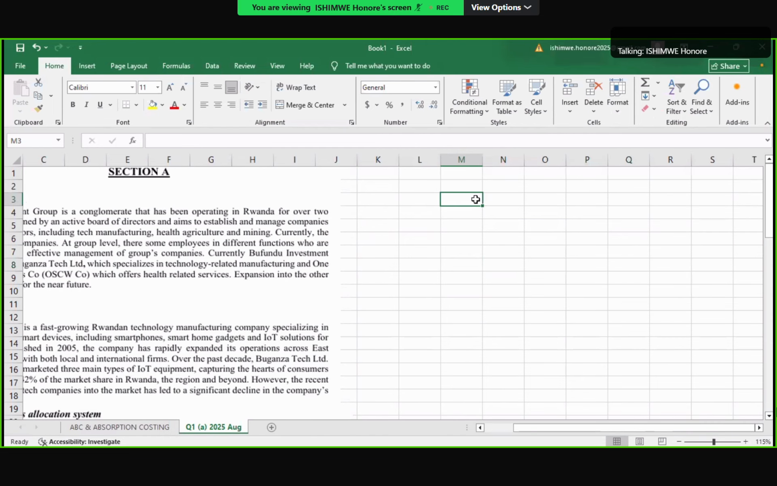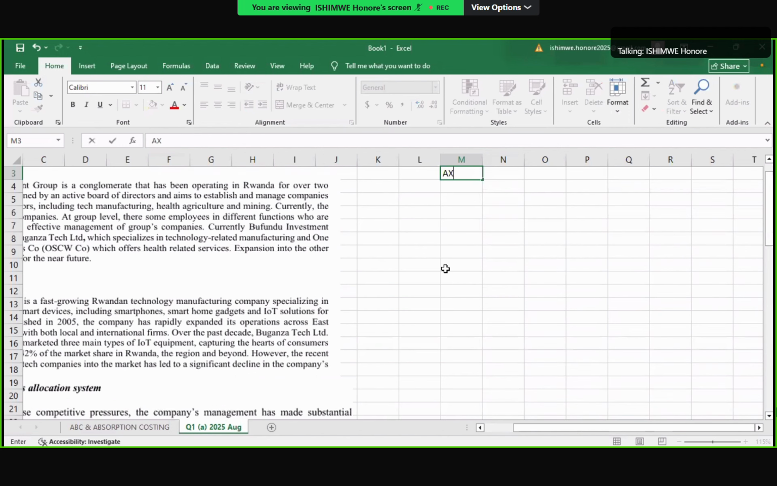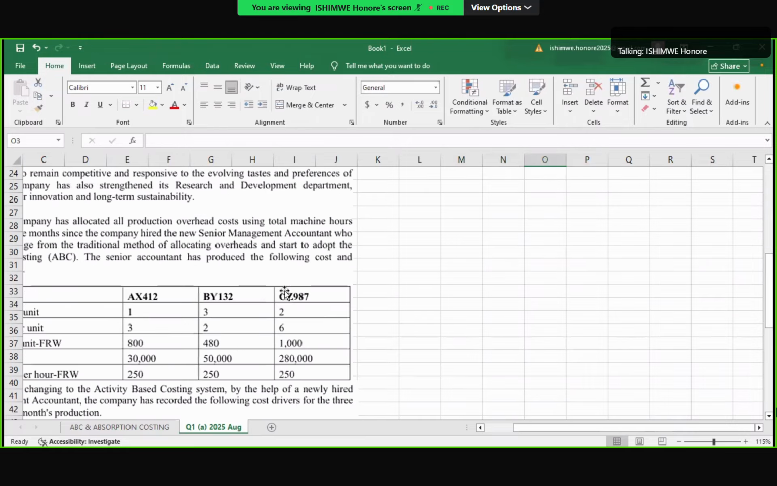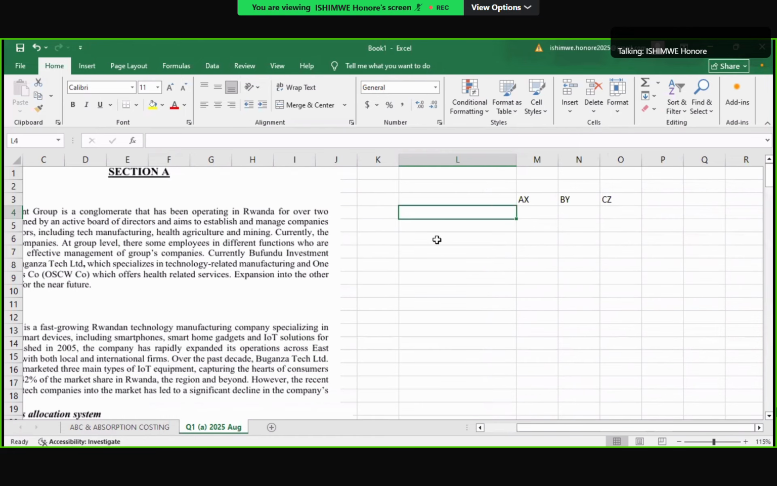So we have three products, we have AX, AY, and another one it is CZ, sorry, BY. This is BY and CZ. And there are numbers there. So now I'm putting in the items I'm describing. These are my products. Sorry.